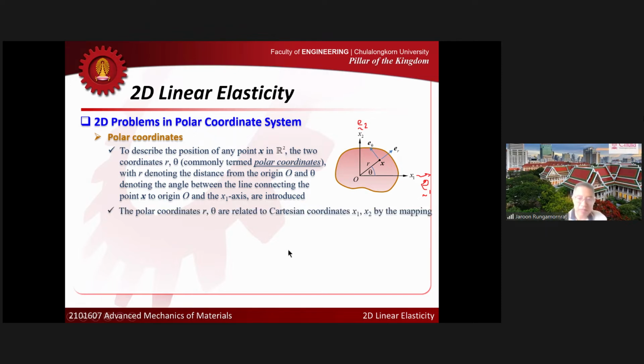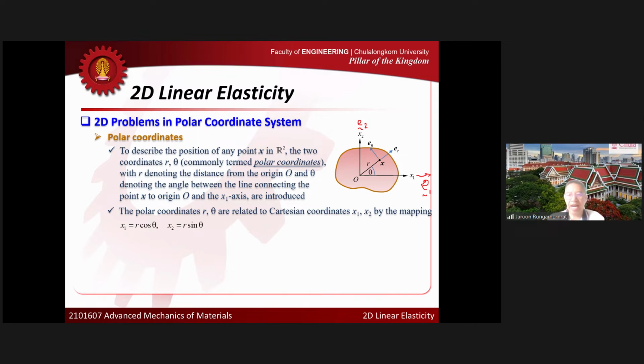Now, if we introduce the coordinates r and theta, which we call polar coordinates, in this way, we can get the relationship between these two coordinates and the coordinates x1 and x2 that we used before. Right? Because r and theta, and x1 and x2, are used to represent the same thing. We use them to represent the location of a point in the plane. So we can construct the relationship like this. It should be clear to you.